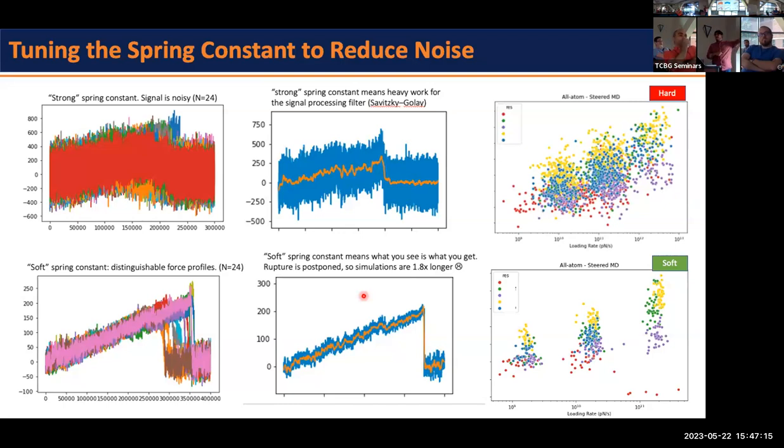I was using a cantilever that was too strong, so everything was shaking crazy. Then we tested multiple spring constants, multiple speeds, and even time steps to see what would give us a decent curve. Once we got a decent curve, we could apply signal processing using this Savitzky-Golay filter, which is the same one the AFM people use.